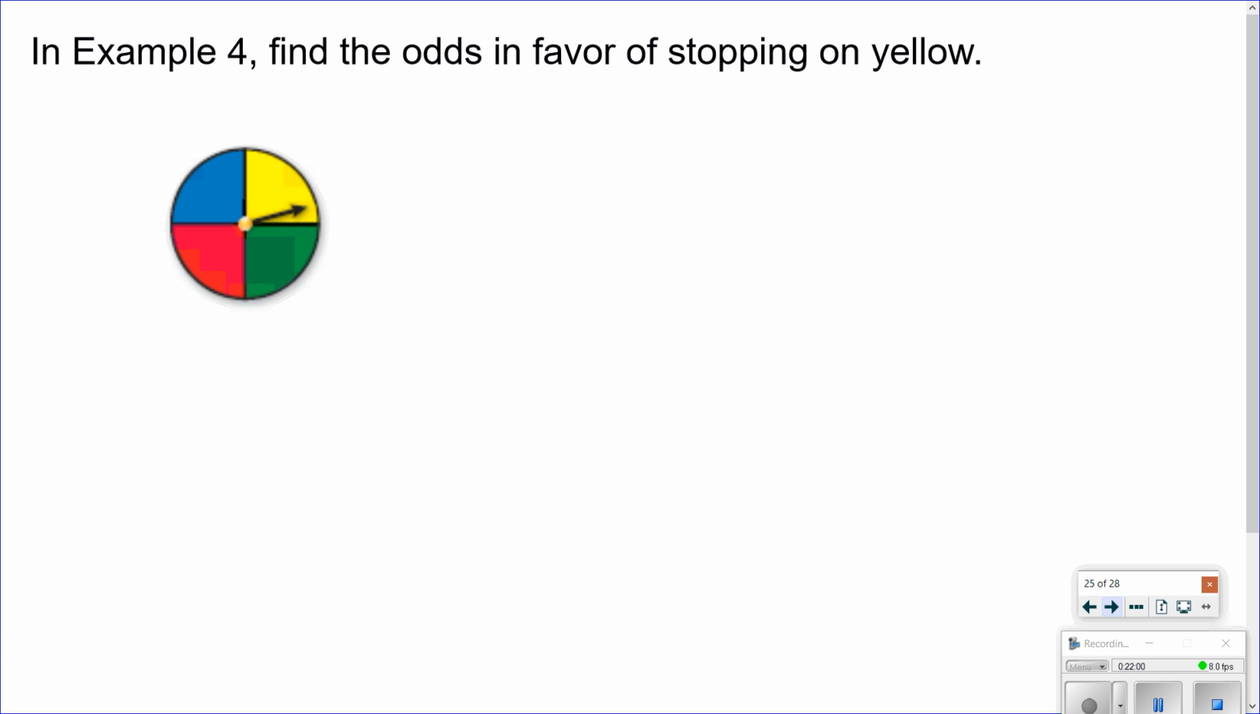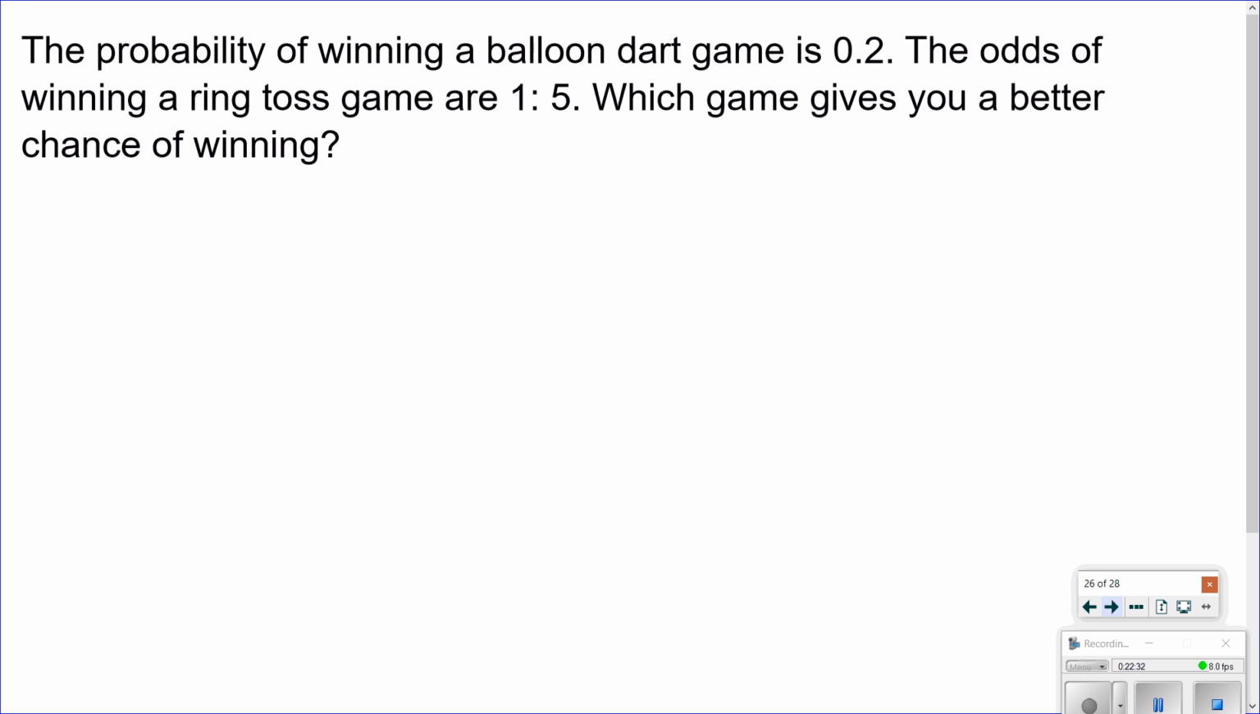So find the odds in favor of stopping on the yellow. The way we do that is, how many yellow sections are there? There's 1. How many are not yellow? 3. So you write that as 1 to 3. A lot of times odds you'll see written that way, 1:3. Again, 1 represents the favorable outcome, and 3, instead of being the total outcome, is the unfavorable outcome. So instead of being a 1 out of 4 probability, when you do odds, it's 1 to 3. 1 favorable, 3 unfavorable.